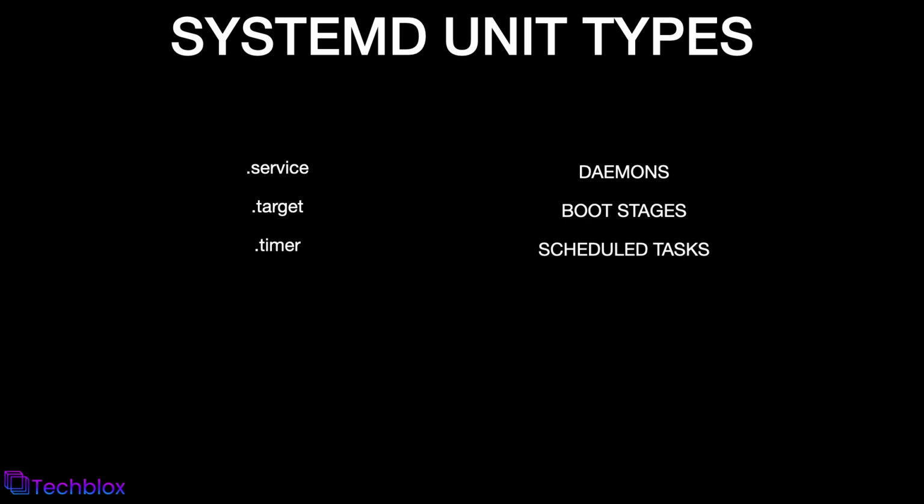Systemd introduces several unit types: service for daemons, target for boot stages, timer for scheduled tasks, mount, socket, device, and many more.